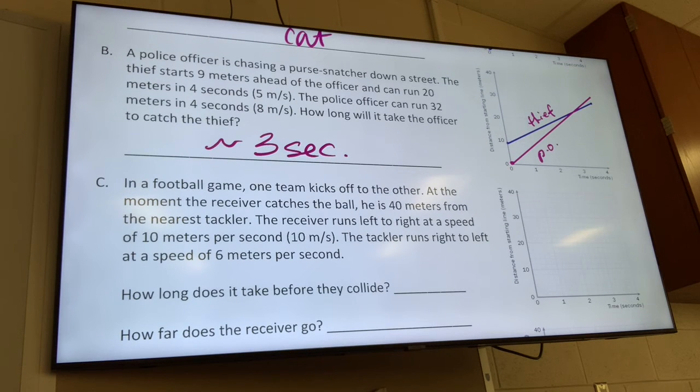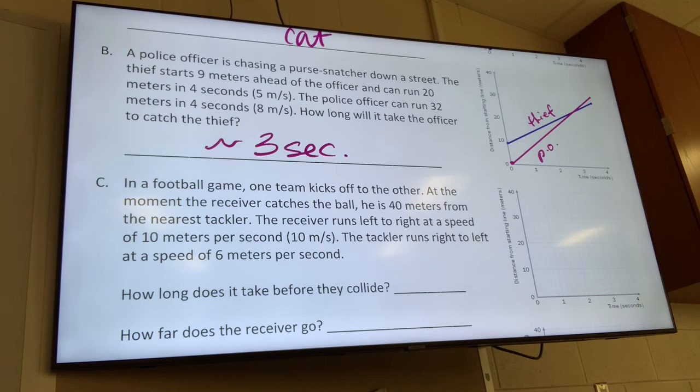In a football game, one team kicks off to the other, okay? And then they're talking about a receiver and a tackler. So the receiver and the tackler, they're going to be running opposite directions, right? They're going to be running at each other. So that means one of our lines is going to go up and the other line is going to go down. We have to read carefully to figure out which one goes up and which one goes down.